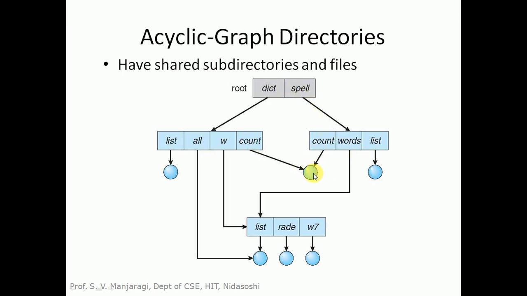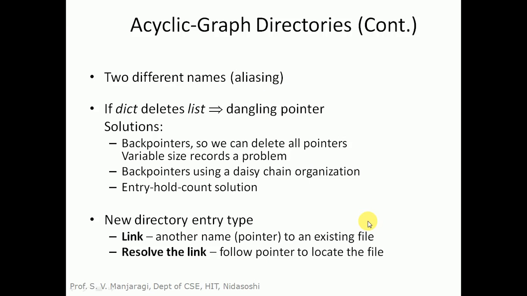So there is some file that is being shared by count here. One directory count is present in this folder, and another count is present in this folder, and both are sharing. So subdirectories can be shared in case of an acyclic graph directory structure. That is one of the main advantages we get. And two different names, that is aliasing. Physically there is only one file, but there will be two different names given to that particular file. So that is called aliasing.